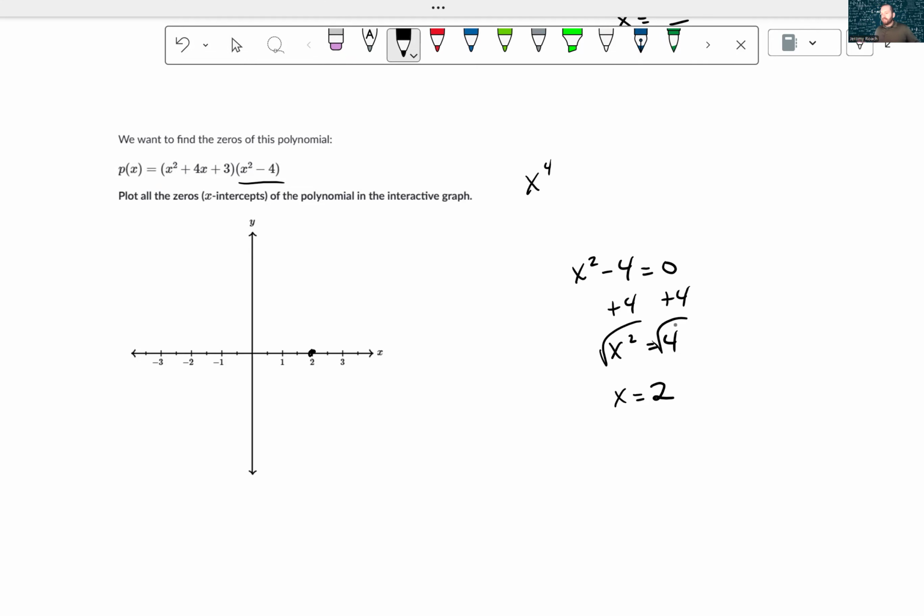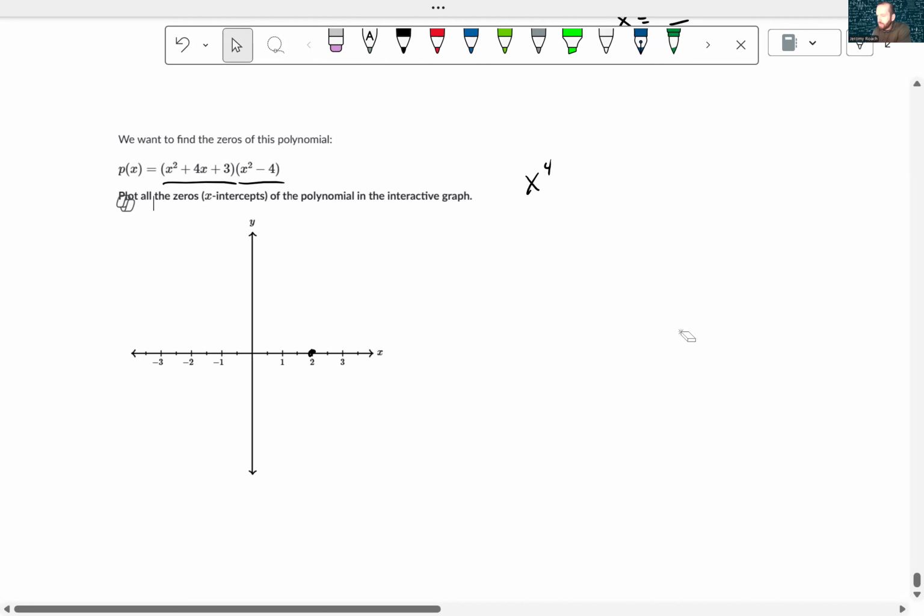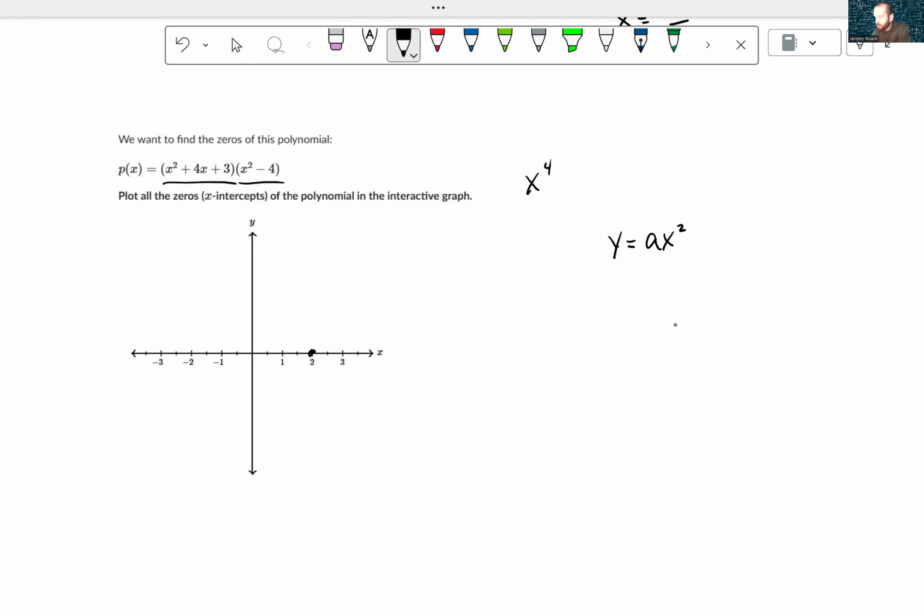Okay, now let's look at the next one. We've got to factor this using the AC method, or at least try to. We might have to do the quadratic formula. So remember, all of these quadratics, if they're an x squared, they're in the form ax squared plus bx plus c. We do a times c, which is 1 times 3, and that just gives us 3.